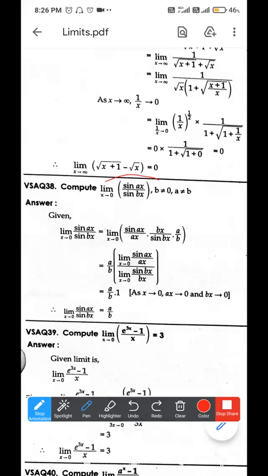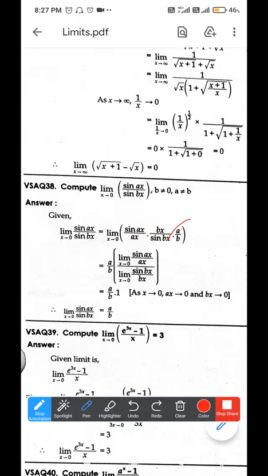So compute limit x tends to 0, sine ax by sine bx. Okay, so what are we doing? We saw what is x, it is ax. So multiply and divide by ax, and again multiply and divide by bx. Okay. So this x and this x can get cancelled. This a and this a can get cancelled. This b and this b also can get cancelled. That is the reason why we are multiplying and dividing.